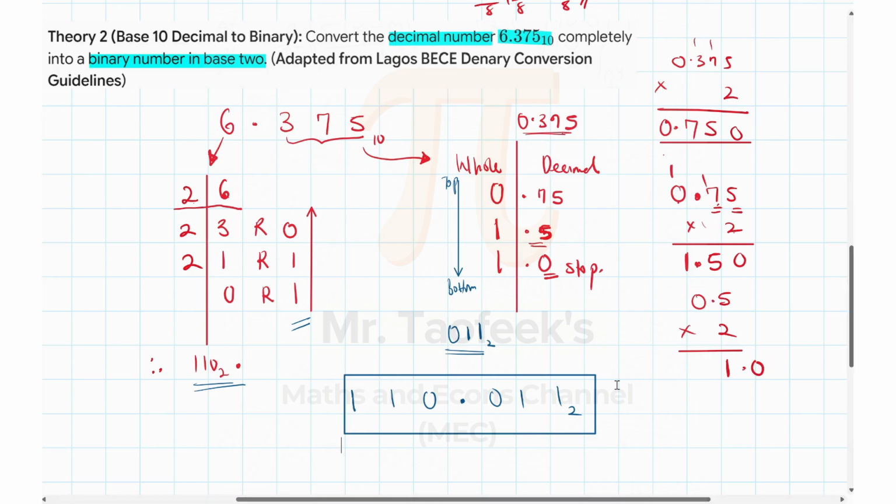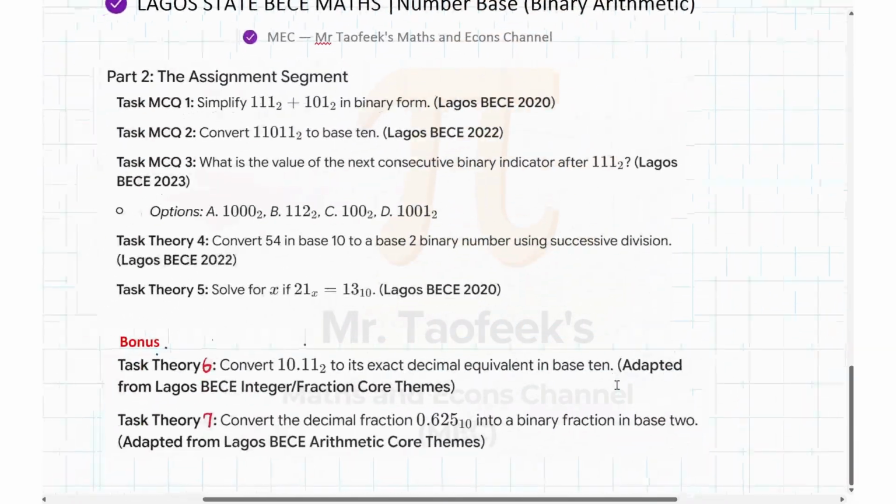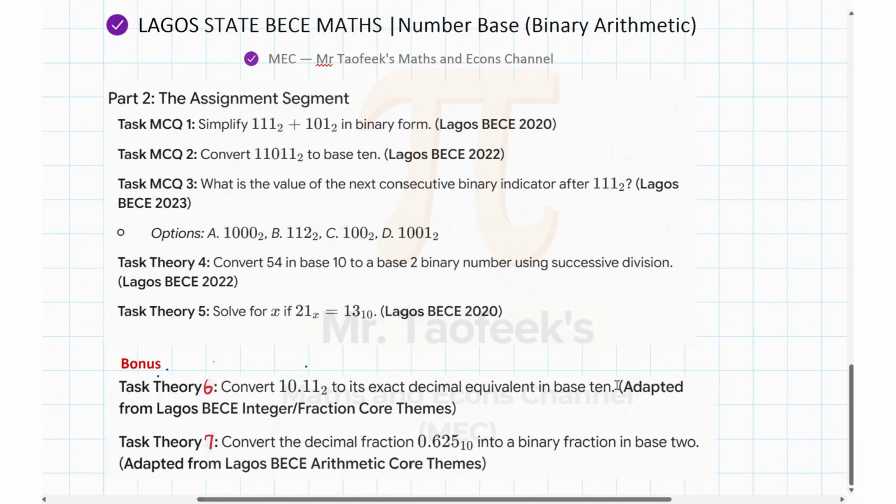Okay, now it's your turn as usual. So here are your questions. In fact, I had to give you some bonus questions in this one to make it 7 questions altogether. So do it. Do your best.